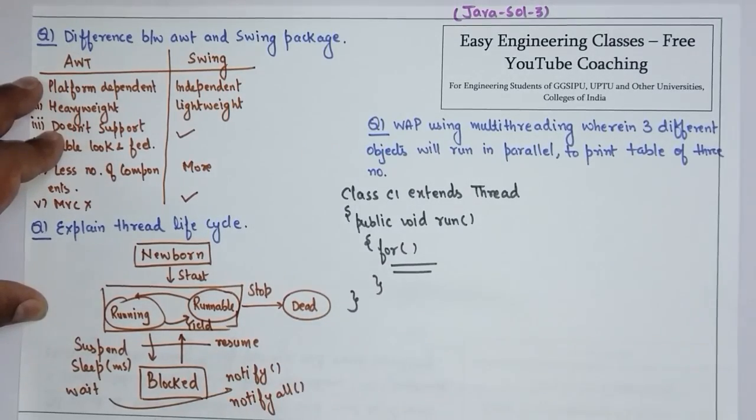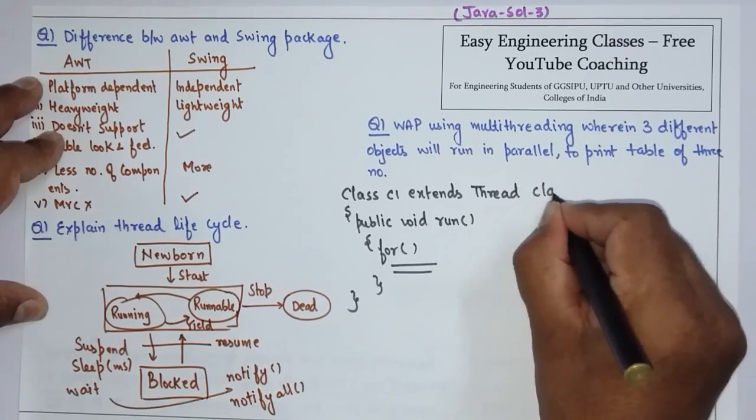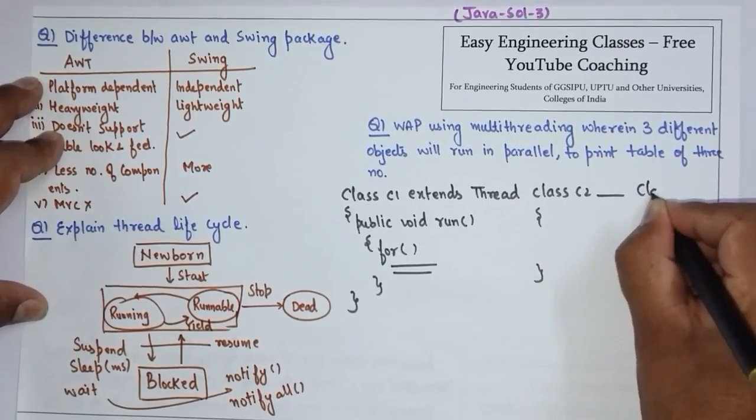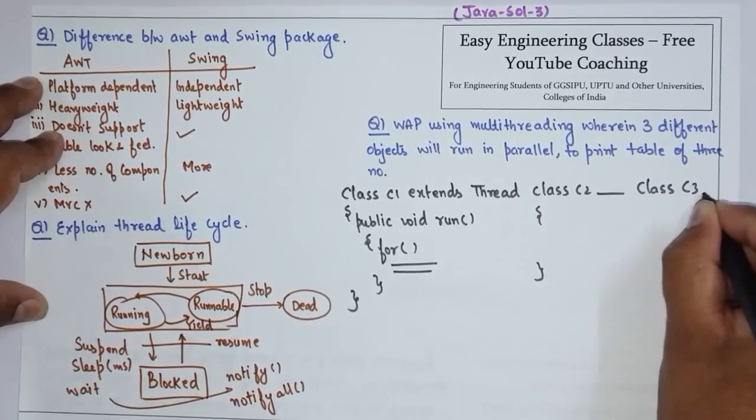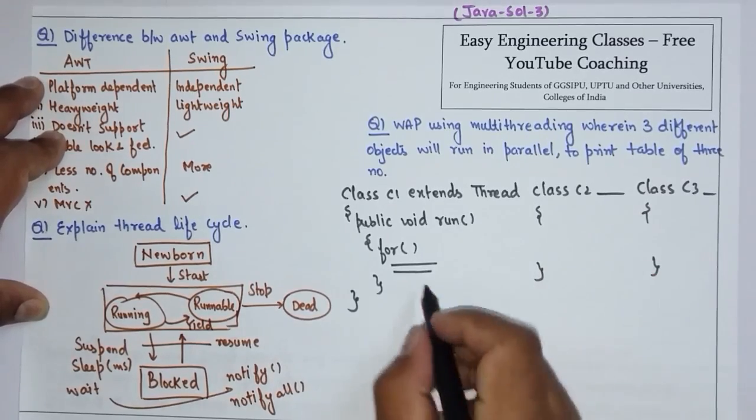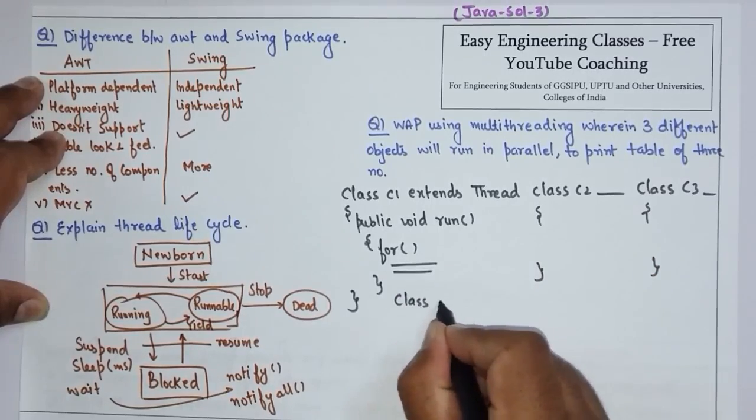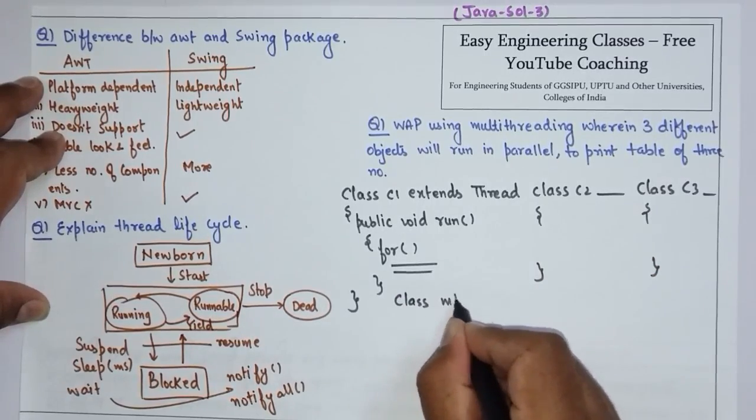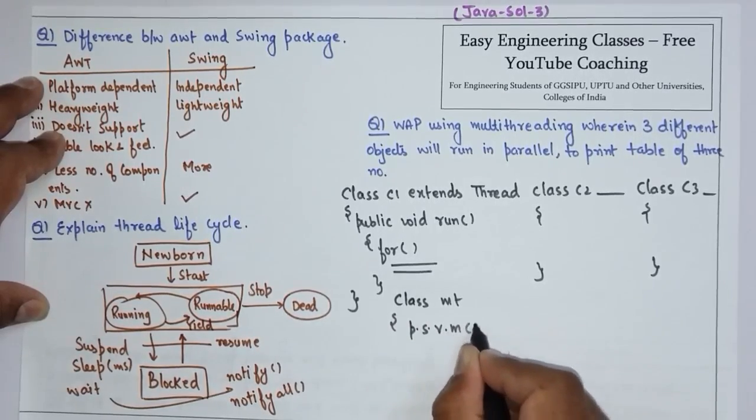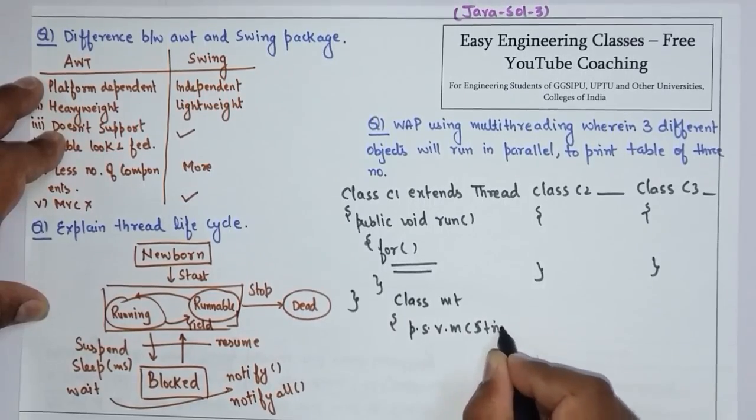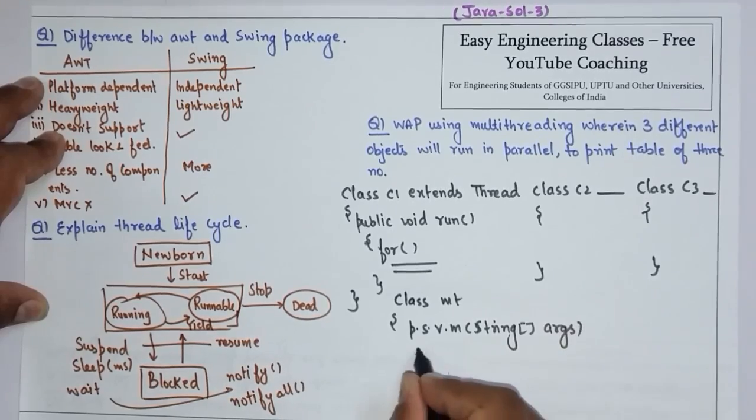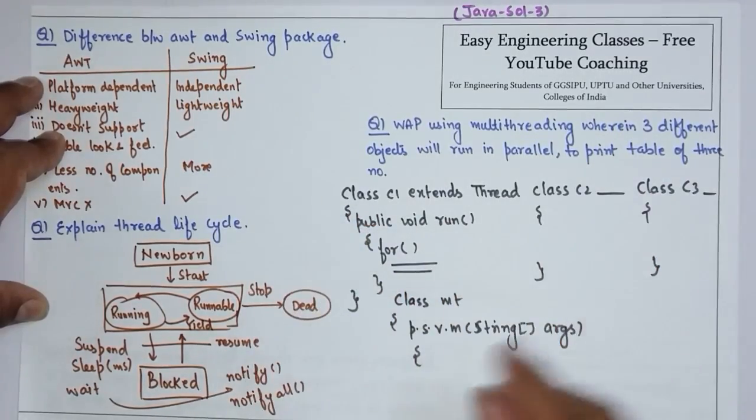Similarly create class C2 and class C3. So you have created 3 classes. Then create one main class, with public static void main. And create objects of these 3 classes.